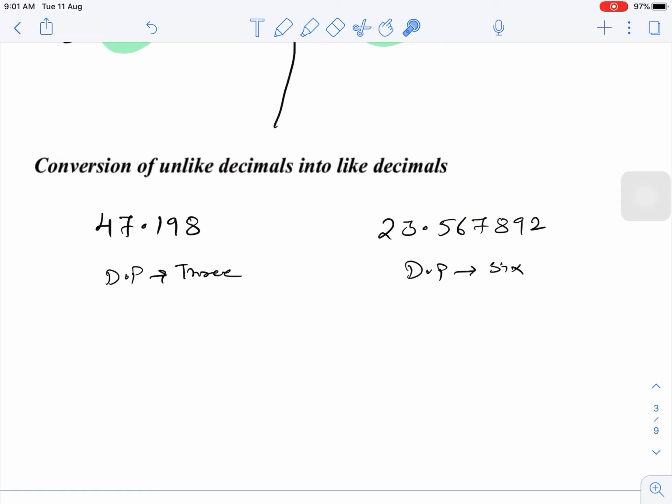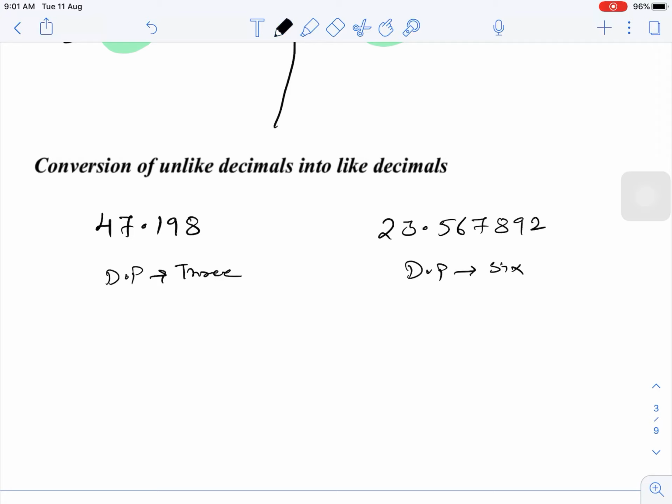Okay, now if you want to make these like decimals, then what you have to do? You have to make their decimal places the same. So how to make it the same? Look at the one which has more decimal places. So this one has more decimal places. The one with the lower decimal place, we will make it with the same decimal place as the greater one. So here there are 6 decimal places, so we will convert this number also to 6 decimal places.